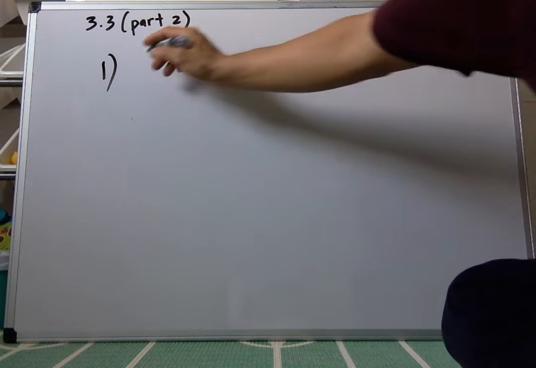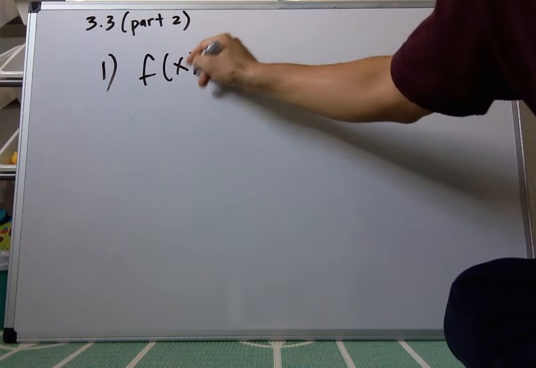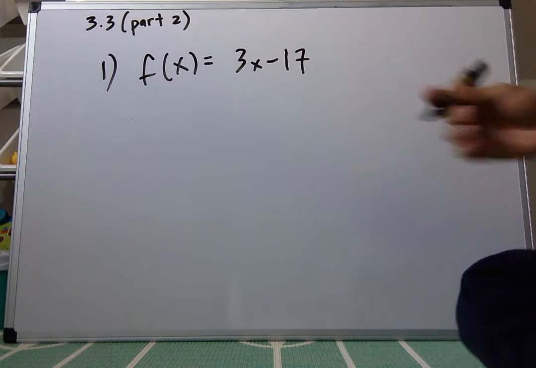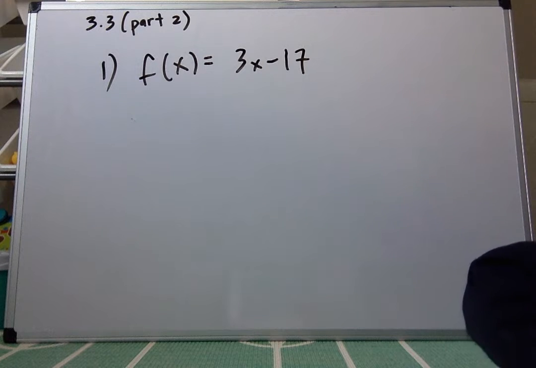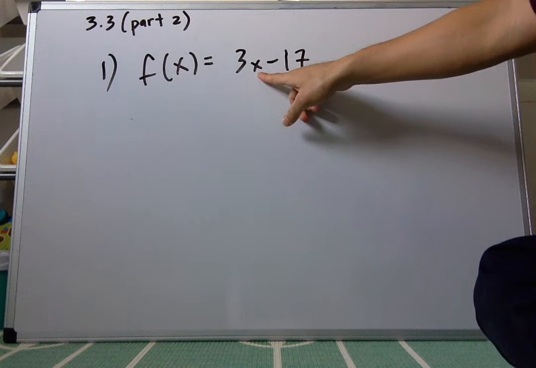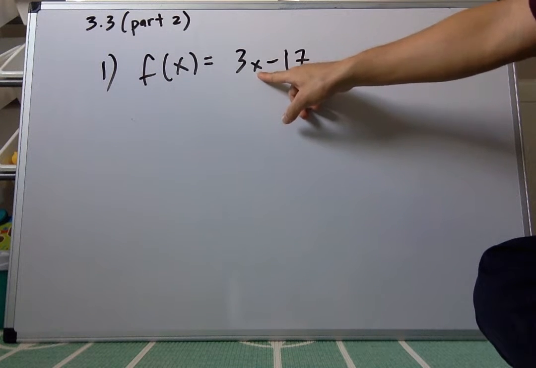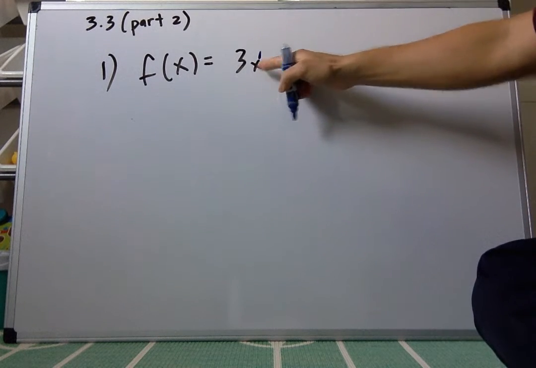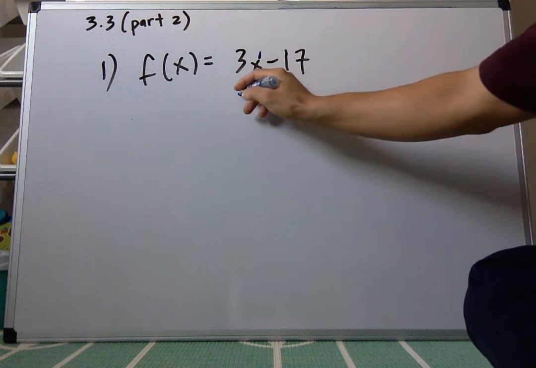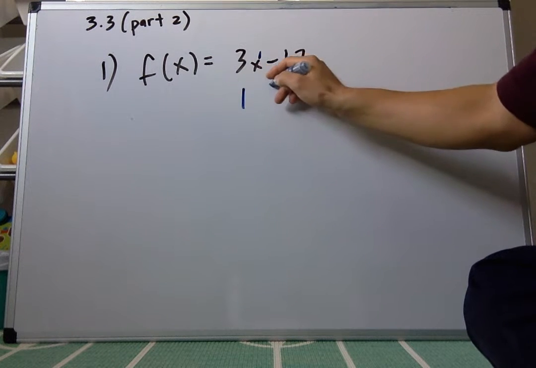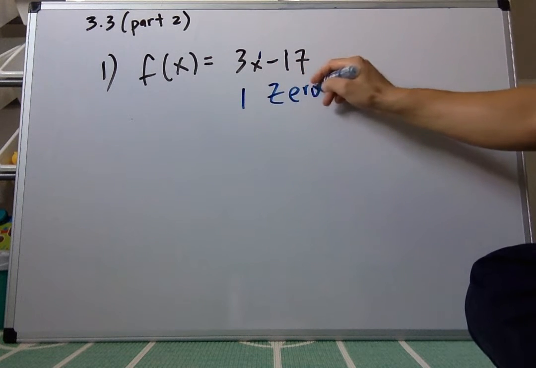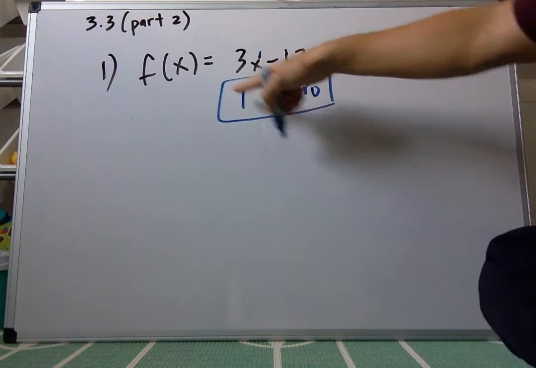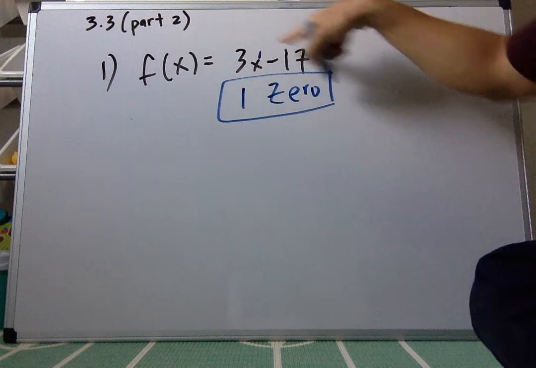Okay, the first question is f of x is equal to 3x minus 17. Before I show you the answer, as always, pause the video and see if you can figure it out yourself first. This one has an x value, which means the degree is just 1. You can think of this as x to the 1 power. So the degree is 1, which means there's just 1 zero. That's it. And again, what does the zero mean? It means there's one value that I can stick in for x that's going to make this whole thing equal to 0.